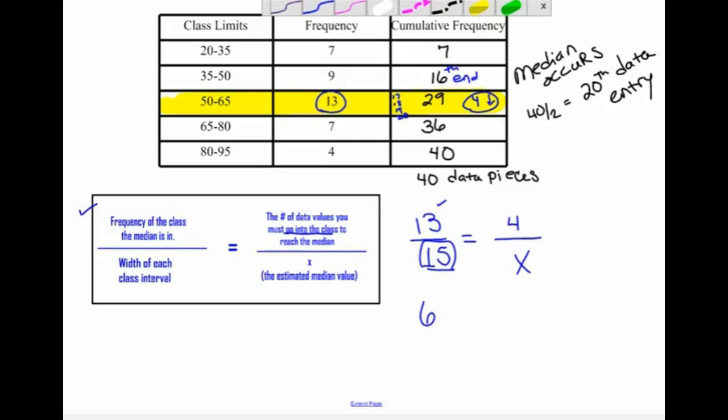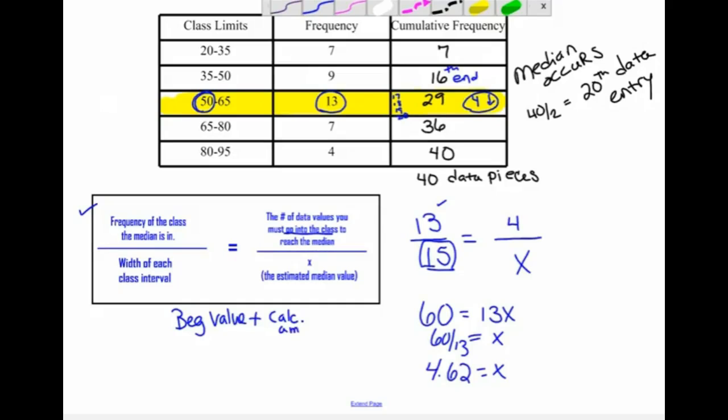So I'm going to cross multiply, and I'm going to get 60 is equal to 13x, divide by 13. And that would say x is approximately, I calculated this earlier, 4.62. What do I do with that 4.62? I add it to the beginning value. So I take my beginning value of that interval, add it with the calculated amount. So I'm going to take 50 plus 4.62, and that's going to equal 54.62, and that's my estimated median.